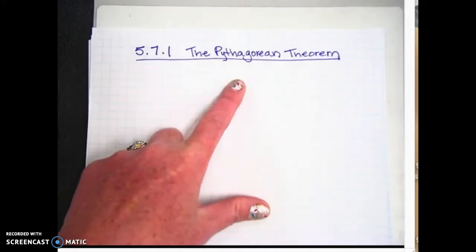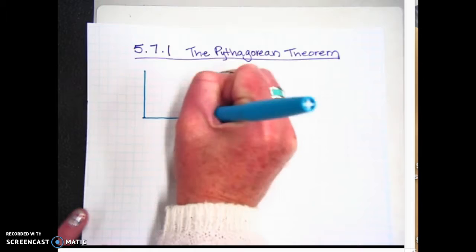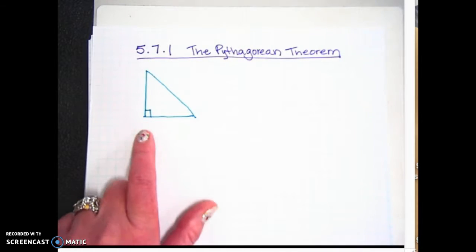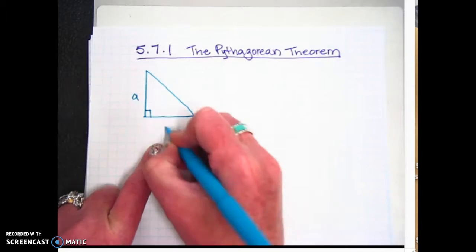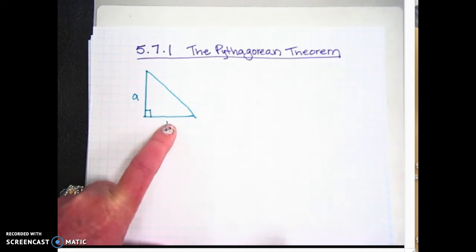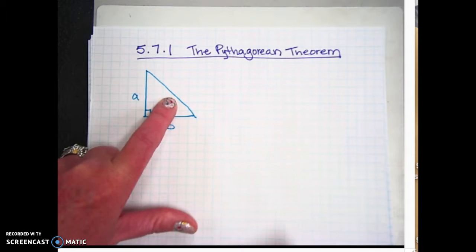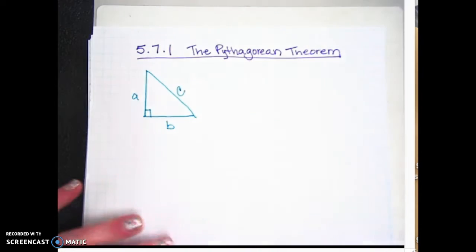The title is the Pythagorean Theorem, and we're going to start by drawing a right triangle. So a right triangle, we're going to put a little box to show that it has one angle that's 90 degrees, and then we're going to label the two sides that are next to the 90 degrees, A and B. The side that's opposite the right angle, we're going to label with C.